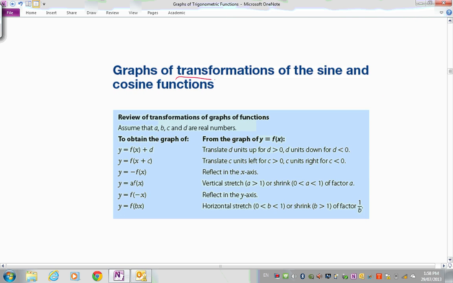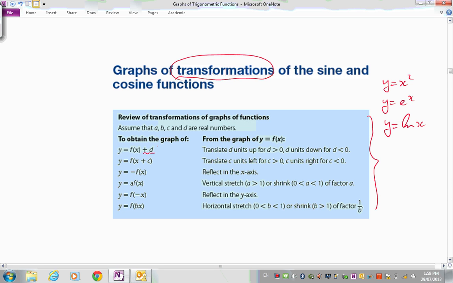Graphs of transformations. Transformations is a very important area in this course. We've done transformations of lots of functions so far: x squared, y equals e to the x, y equals ln x. And here's a nice summary from Pearson's textbook on the effect of various transformations on the formula.